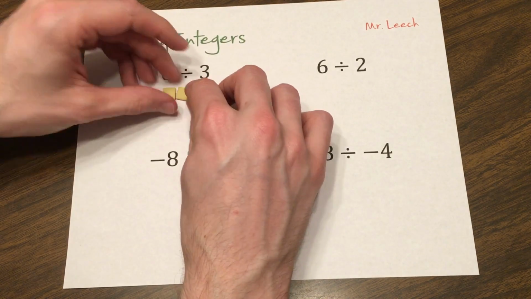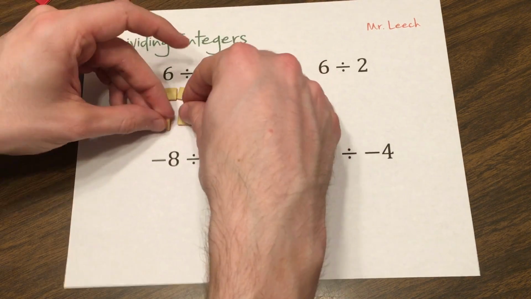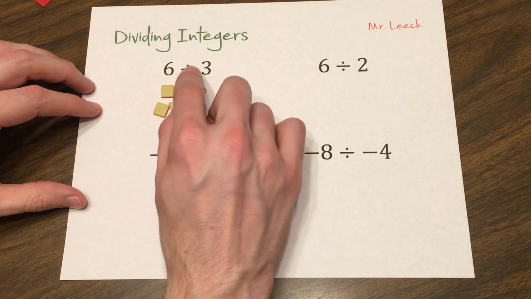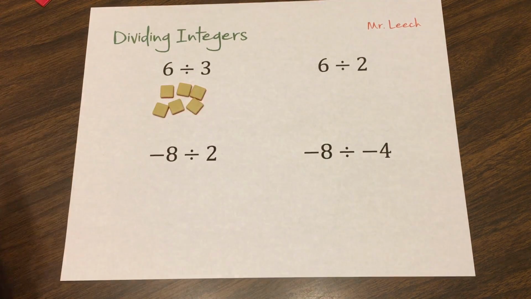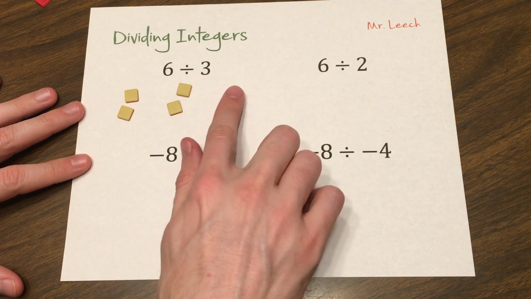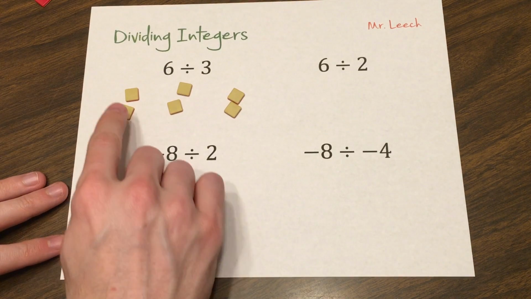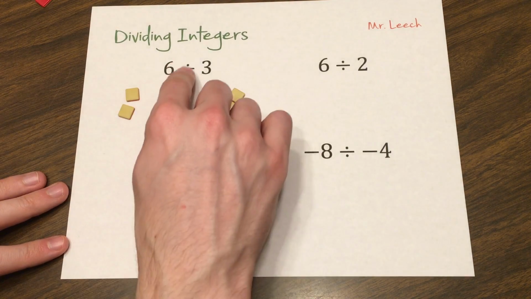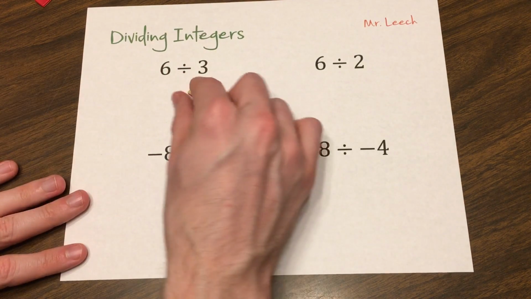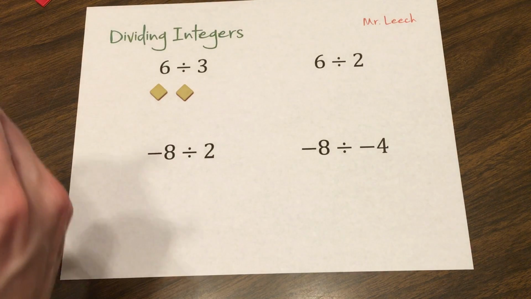So let's start with 6. How can I divide 6 into 3 groups? Sometimes you might wonder, why do we call it division? Why are we dividing? We are literally going to divide 6 into 3 equal groups. So 6 divided by 3, and when I put them into 3 equal groups, what's left over in one of those groups? It's just 2.